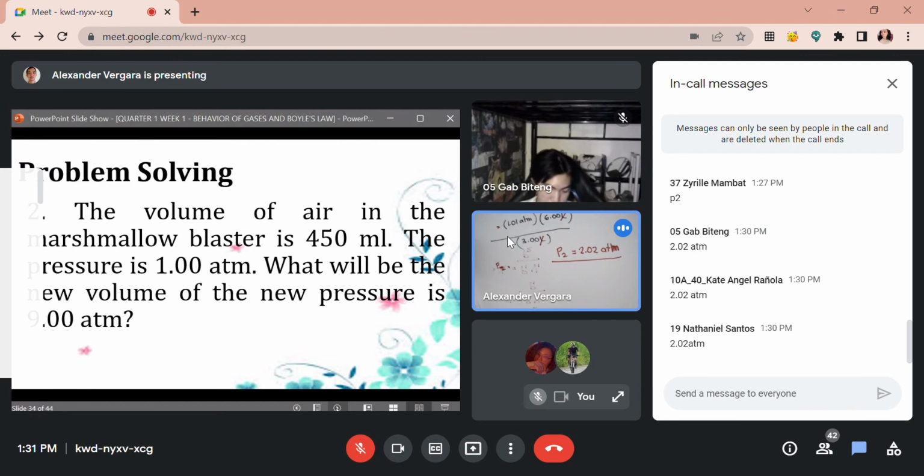Problem solving number 2. I want all of you to answer in the chat box. I don't want you to copy. The volume of air in the marshmallow blaster is 450 ml. The pressure is 1.00 atmosphere. What will be the new volume at the new pressure, which is 9.00 atmosphere? Proceed.